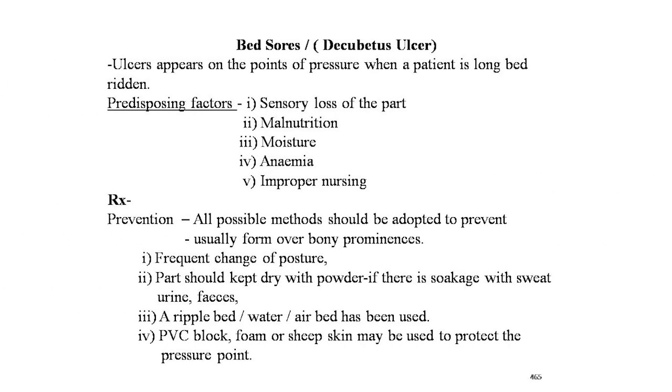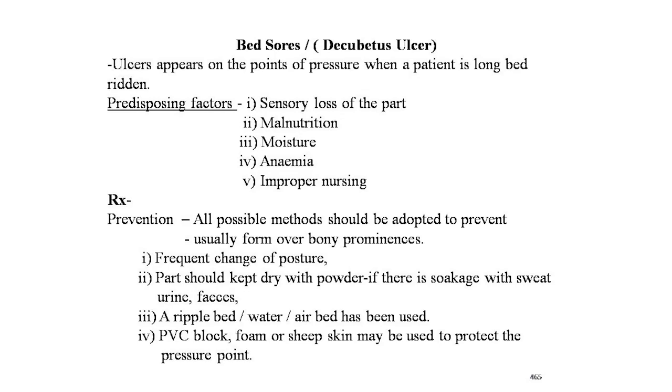Now the next point is the bed sore, also called a decubitus ulcer. It is so called as this ulcer appears on the points of pressure when a patient is long bedridden. In the majority of old patients who are bedridden for a considerable period, bed sores may invariably occur, and there are a few predisposing factors for causing bed sores. These factors are sensory loss of the part, malnutrition, moisture, anemia and improper nursing.